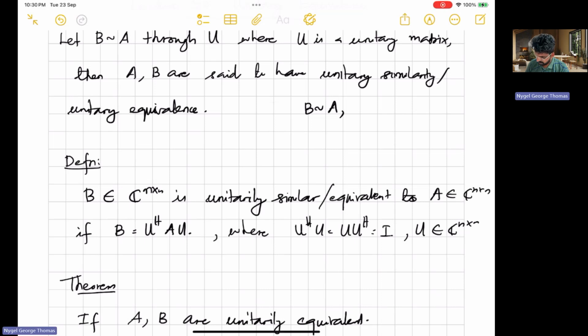So what I mean here is, if B is similar to A, we can write B is equal to S inverse AS. But it's given that the similarity is through a unitary matrix, right? So let's write it as U inverse A U. But this U matrix is unitary, so the inverse is the same as the Hermitian. So this is the same as U Hermitian A U. So in such a case, we say A and B are not just similar, they're unitarily equivalent.